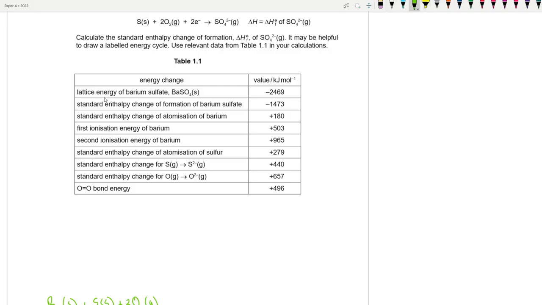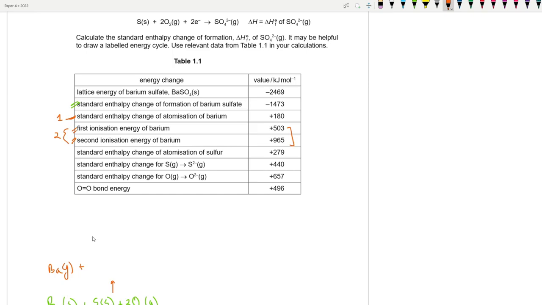This one, -1473. So that's one route. What is the other route? The manual way, using lattice enthalpy. We can convert barium to Ba plus followed by Ba2 plus using these two. We can turn it to Ba2 plus, and at first we need to atomize barium. Okay, because barium exists as a solid, you need to turn it into a gas first. So this is step 1, and these are 2 and 3. So you convert barium to a gas.